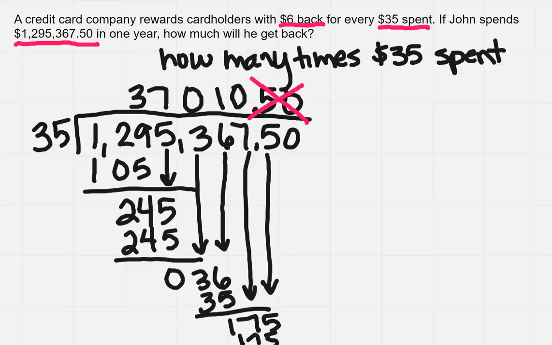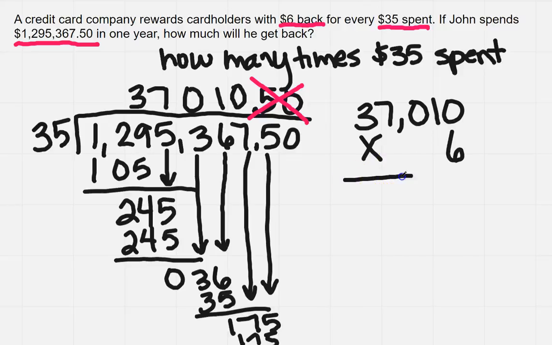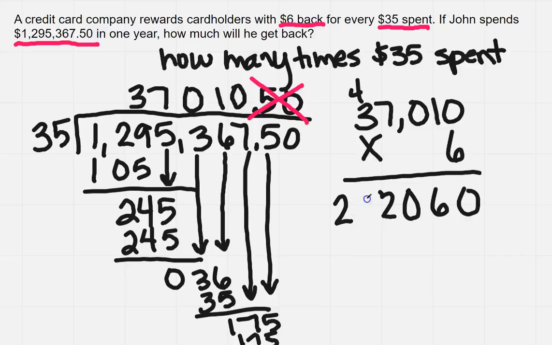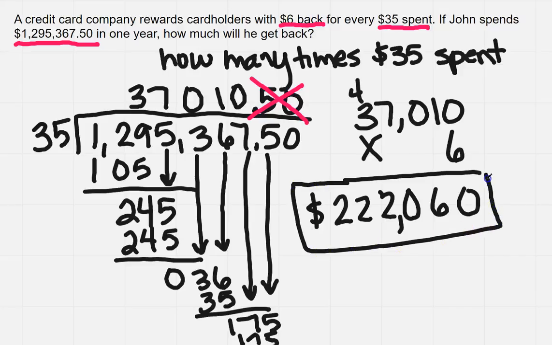So now I'm going to take this 37,010, and that's how many $35 I spent. So for each one of those, he got $6 back. So I want to multiply this number by 6. And when I do that, I get 0, 6, 0, 2, carry the 4, 6 times 3 is 18 plus 4 is 22. So he got $222,060 back.